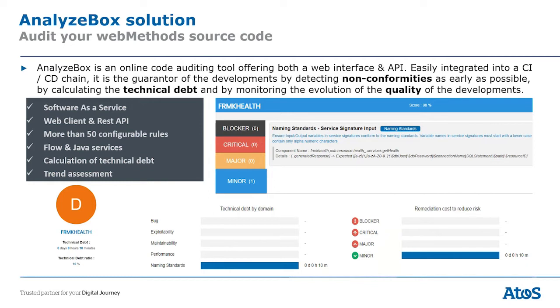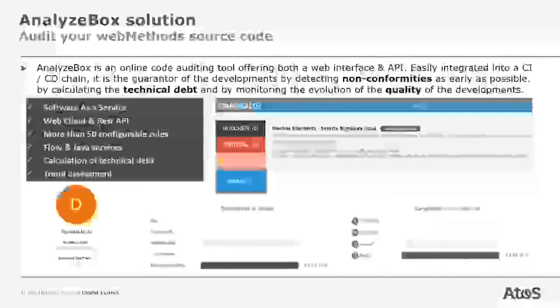So what is AnalyzeBox? The solution is an online code auditing tool offering both a web interface and an API. It is composed of different rules that can be tested on your IS packages that you export manually. It will test different rules on the Flow and Java services, as well as providing you a calculation of technical debt. This technical debt is an indicator of how much time you will have to spend to correct everything in your code to make sure the quality is at its best.